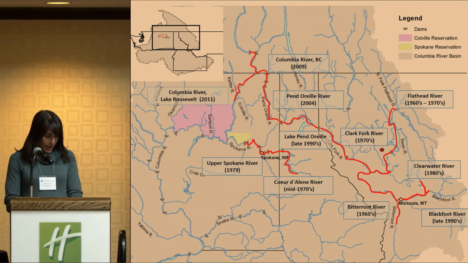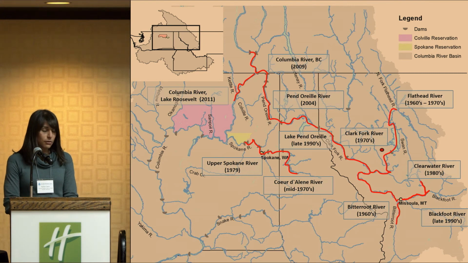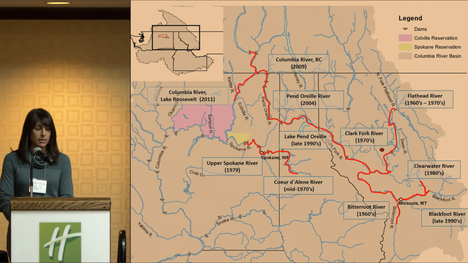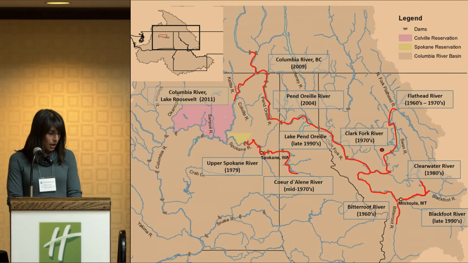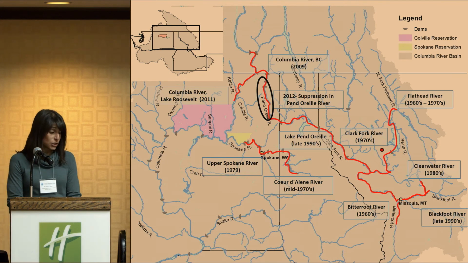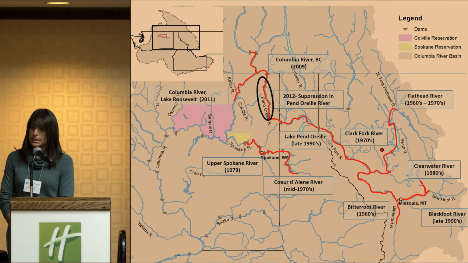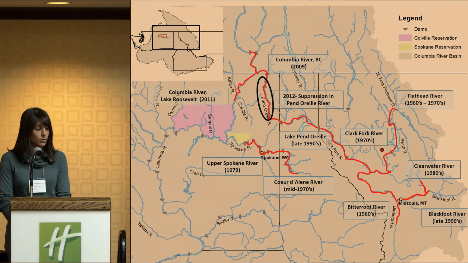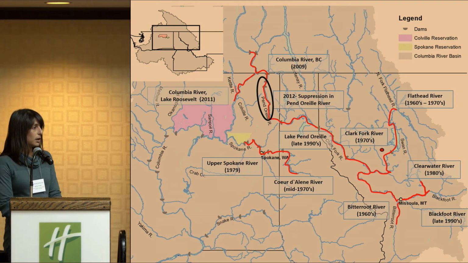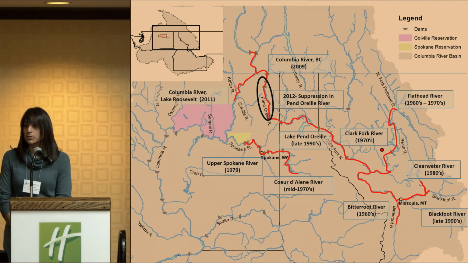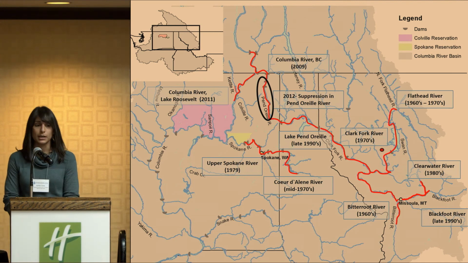And at that point, managers became very concerned because beyond Grand Coulee Dam, we have ESA-listed stocks of salmon and steelhead. So in 2012, the Kalispel Tribe of Indians began a very aggressive suppression effort with gill nets to remove northern pike from the Pend Oreille River, and that has been largely successful. In the last 8 years, they've been able to reduce northern pike numbers by over 90%.